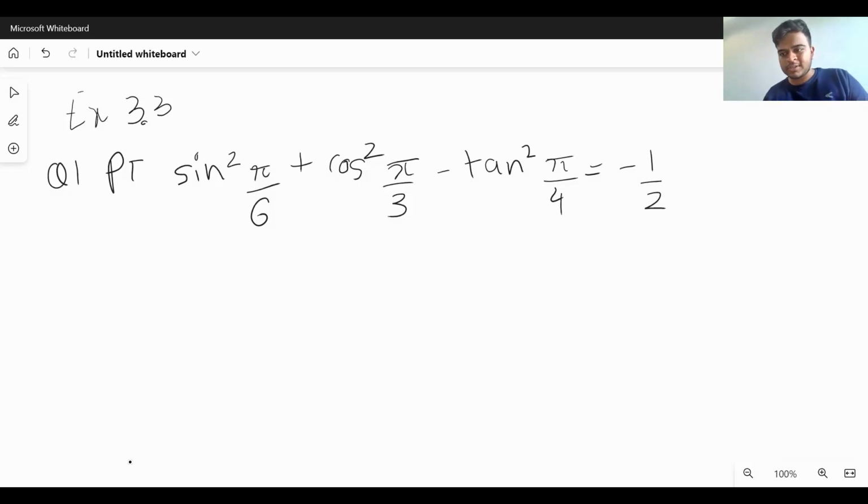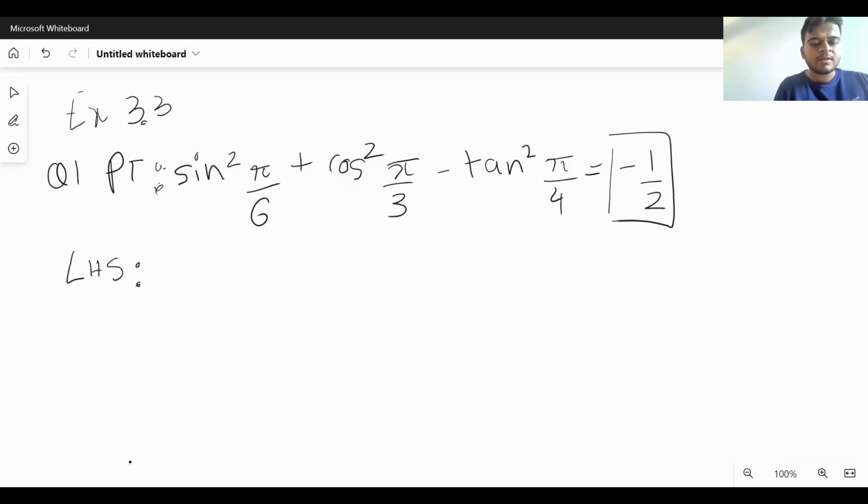Looking at this question, this is a very basic question. All we need to do is solve for LHS. We'll plug in all the values that we can see on the left hand side, and when we do that, we'll see if we get the term that is on the RHS. So let's do that. I'll solve for LHS.